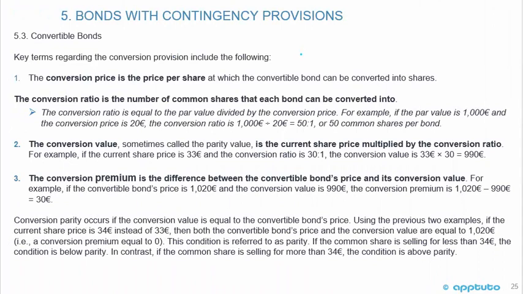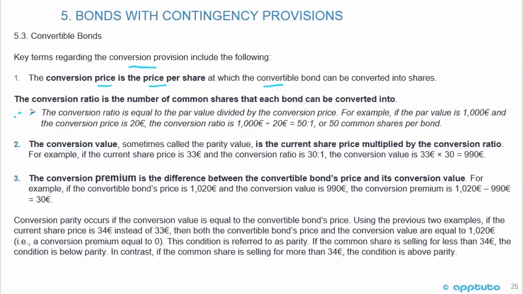Okay, we're going to continue with the convertible bonds, and we're going to look at some key terms and some simple calculations regarding the conversion provision, including the following. The first, the conversion price, is the price per share at which the convertible bond can be converted into shares. Okay, that's the conversion price. The conversion ratio is the number of common shares that each bond can be converted into.